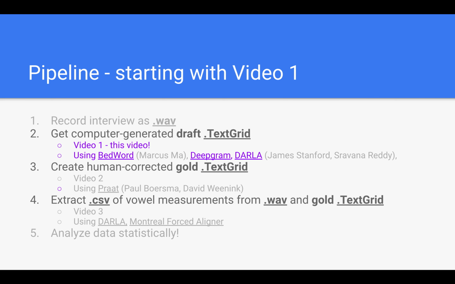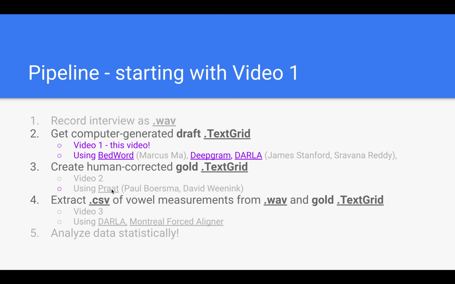Then the next step in this pipeline is to generate a computer-generated draft text grid. And that's what I'm going to talk about in this video. The way we're going to do that is we're going to use a few different tools, including BedWord, which was created by my student Marcus Ma at Georgia Tech. BedWord actually uses Deepgram, which is a state-of-the-art speech-to-text system. And then BedWord and Deepgram are set up in a web interface on the website of DARLA, which was created by James Stanford and Sravna Reddy. So I'm going to talk about all of these tools in this video.